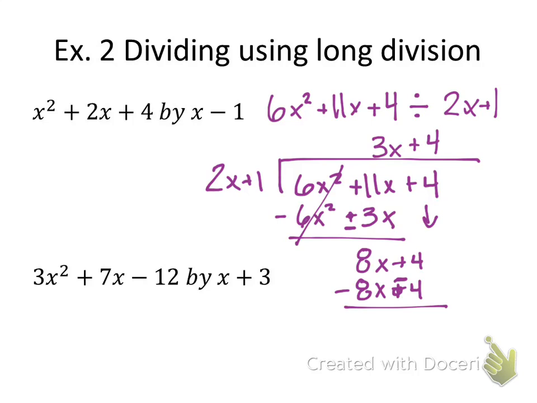So, negative 8x and 8x cancel out. But then look what happens here. 4 minus 4 is what? 0. It cancels out. So guess what that means? I'm not going to have a remainder. This is my final answer. So not every time will you have a remainder. Sometimes it comes out to be a nice, simple problem. All right? And that's how you divide using long division.